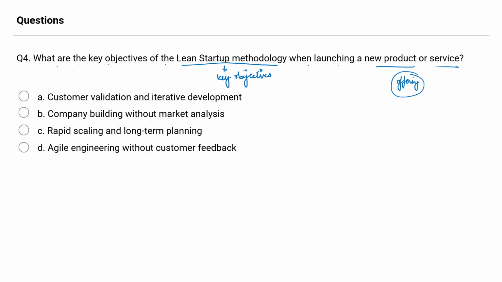So the options are customer validation and iterative development, company building without market analysis, rapid scaling and long-term planning, and agile engineering without customer feedback.